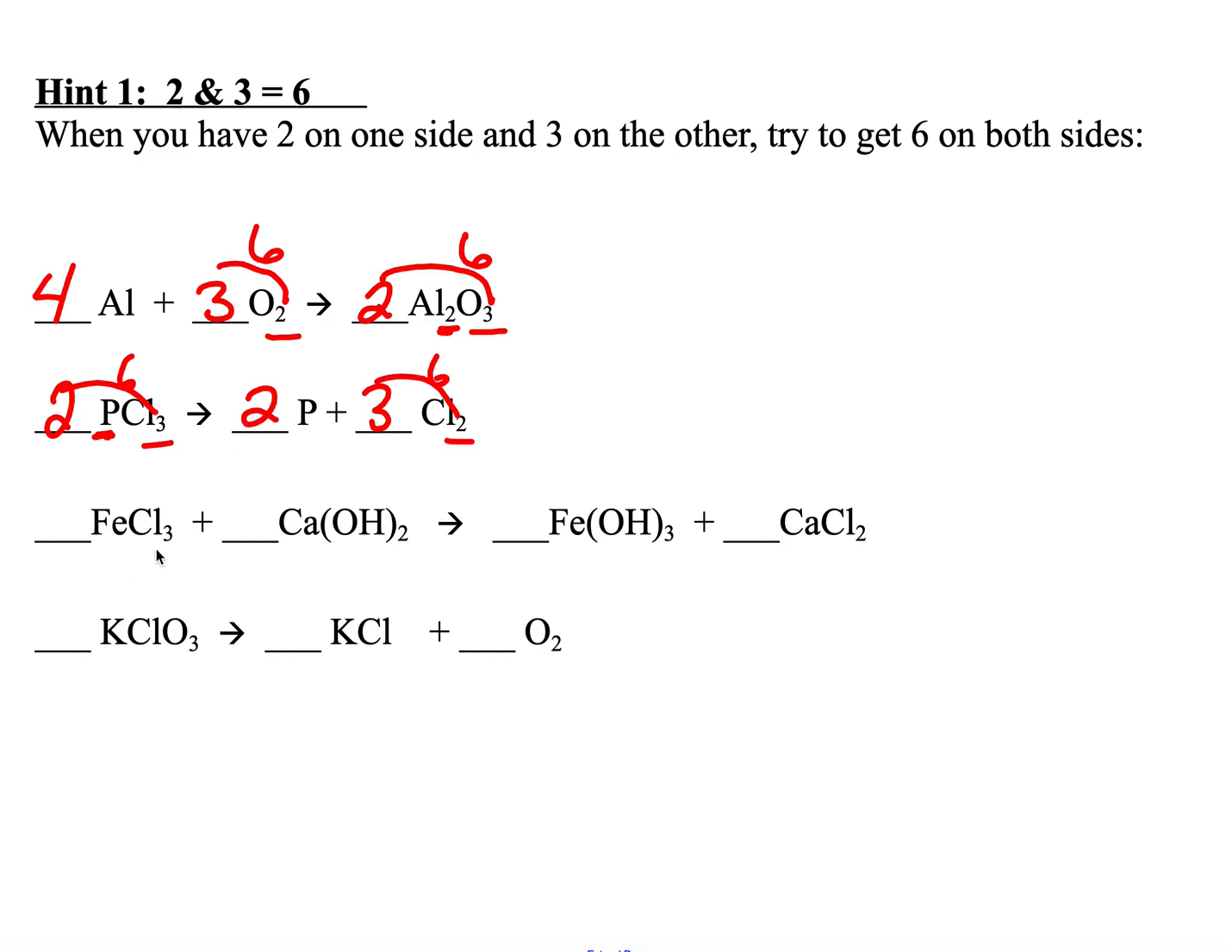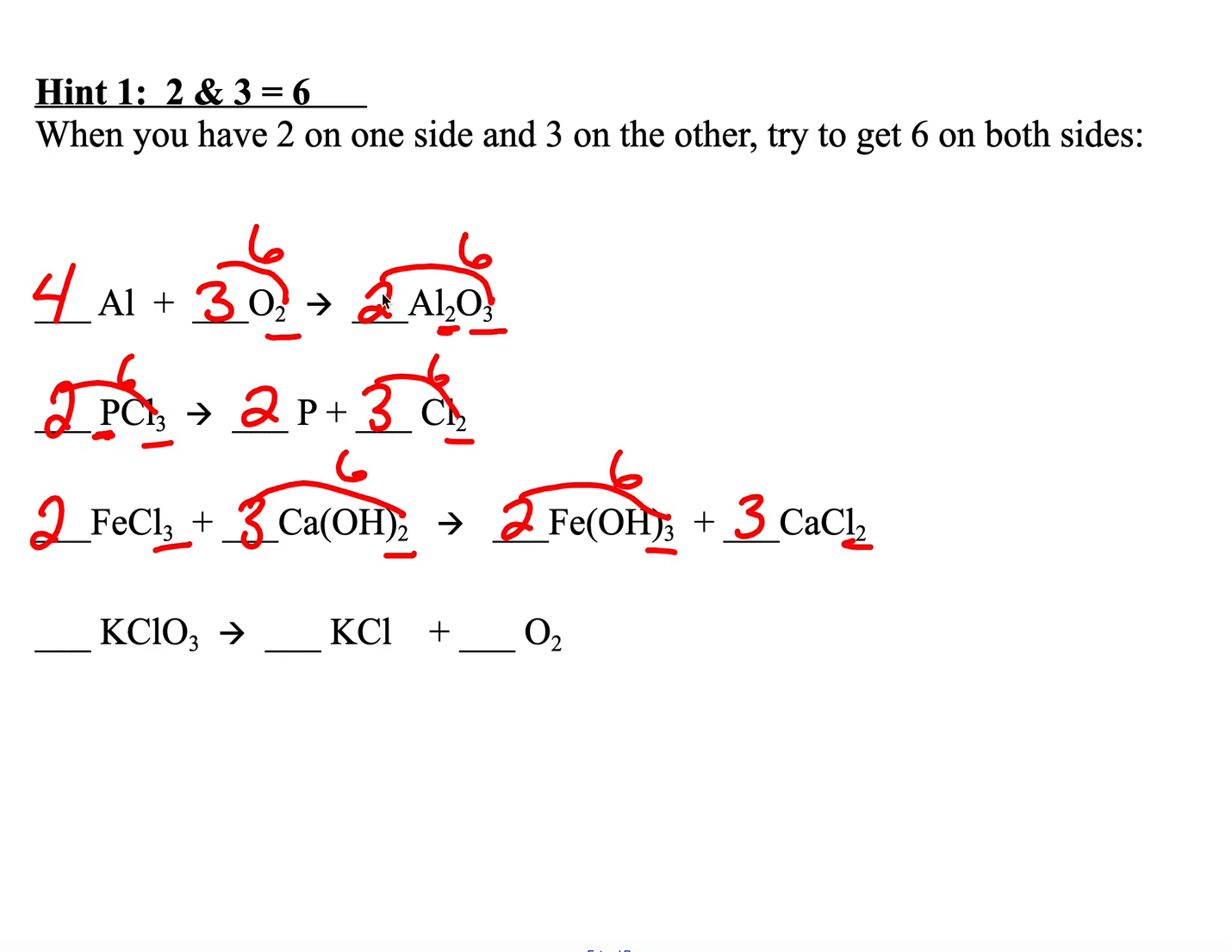This next one, I got a 3 and a 2, so let's make them 6. Put a 2 here and a 3 there. And look at this, a 2 and a 3. After the hydroxide, there's 2 hydroxides here, there's 3 hydroxides here. Let's follow the same rule. 3 times 2 is 6 hydroxides. 2 times 3 is 6 hydroxides.